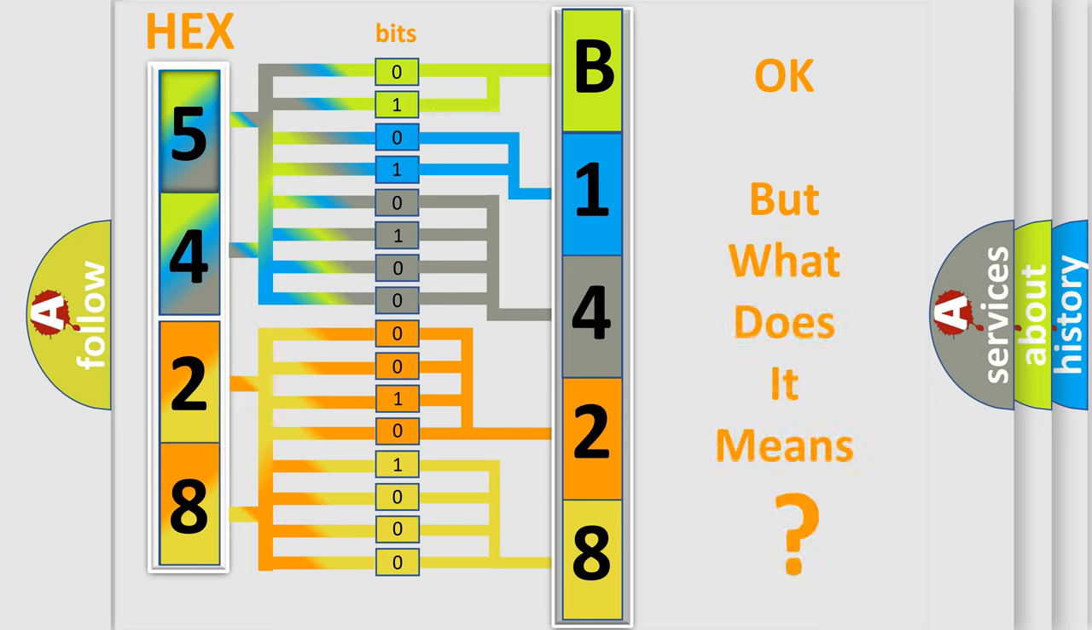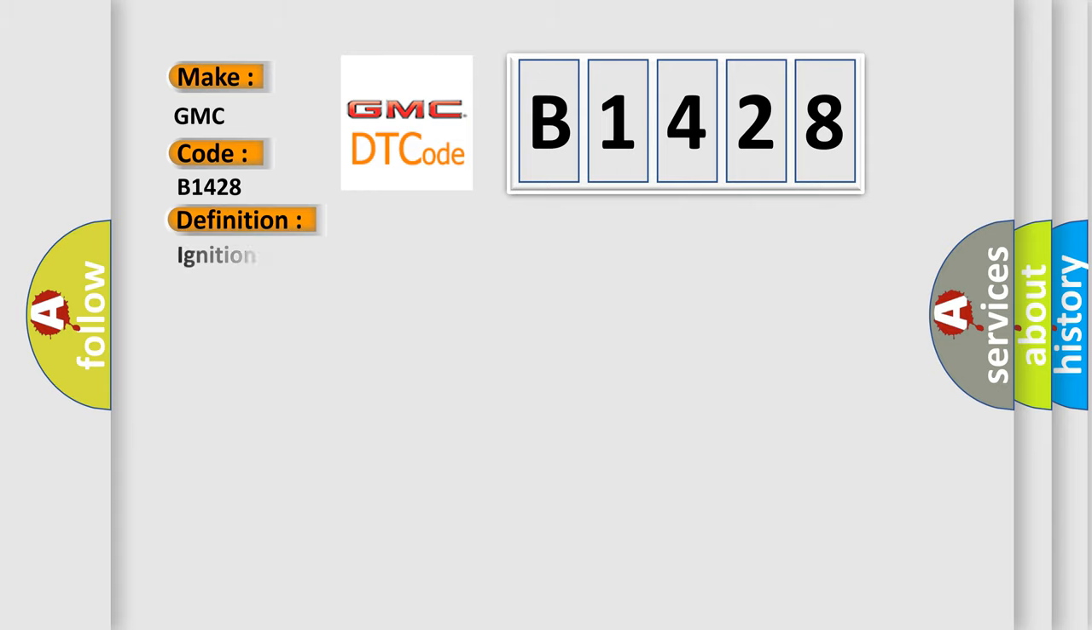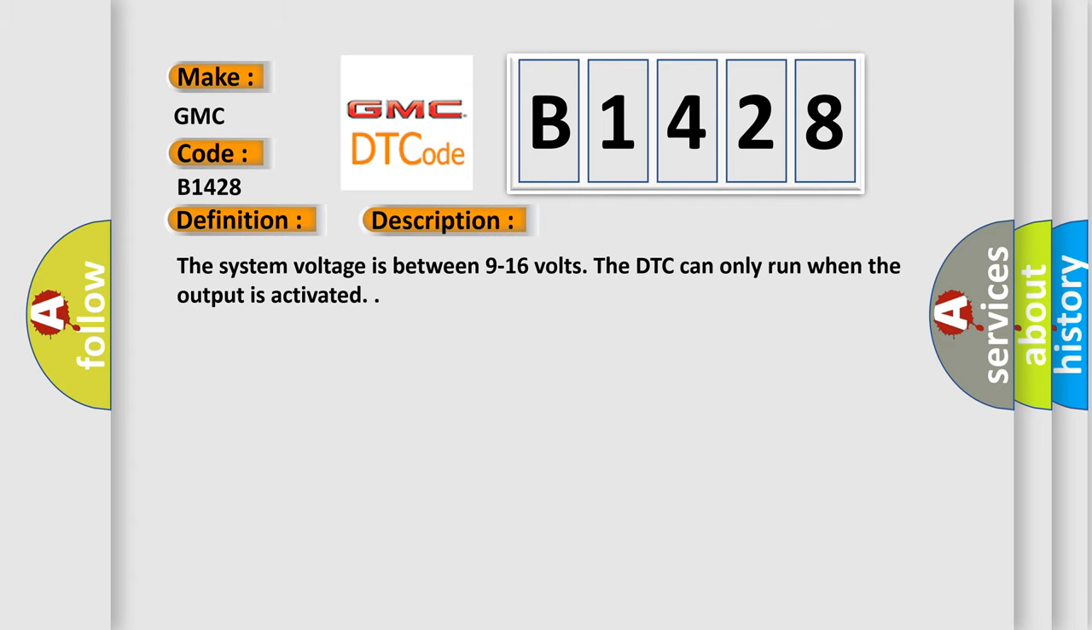The number itself does not make sense to us if we cannot assign information to what it actually expresses. So, what does the Diagnostic Trouble Code B1428 interpret specifically for GMC car manufacturers? The basic definition is: ignition switch power run crank relay circuit. And now this is a short description of this DTC code.